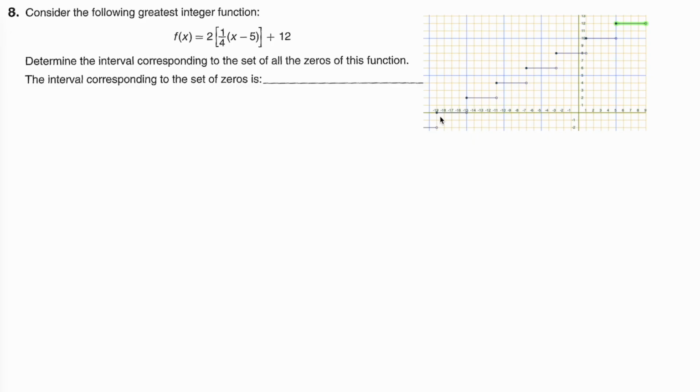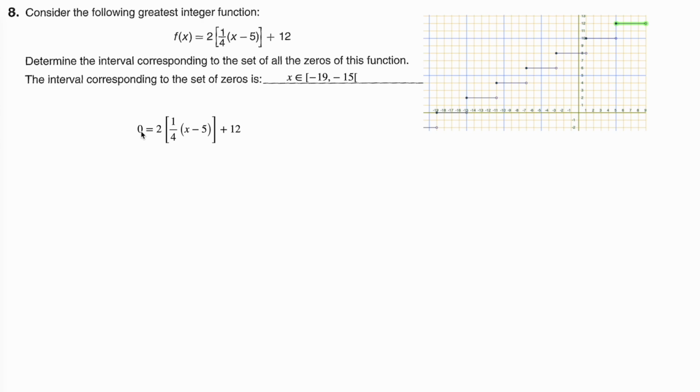And we can see this is where it's crossing the x-axis. This is where the function is 0. The interval corresponding to the set of zeros is from negative 19, including the negative 19, all the way up to negative 15, not including the negative 15. We could also do this algebraically.